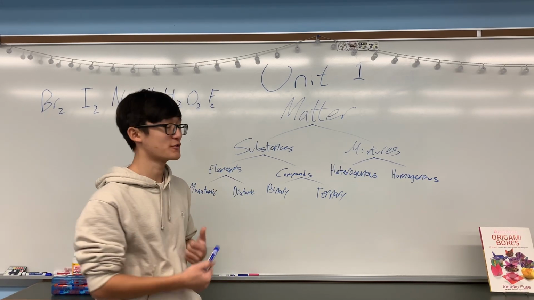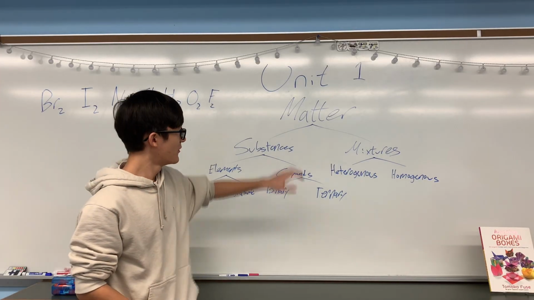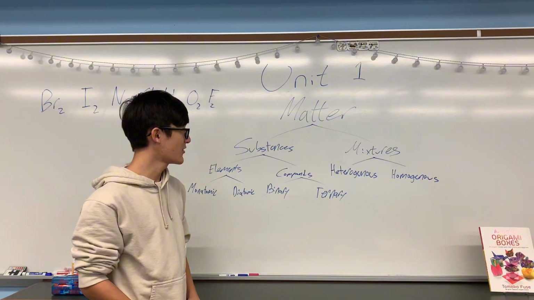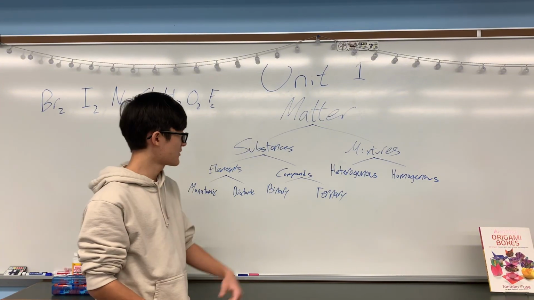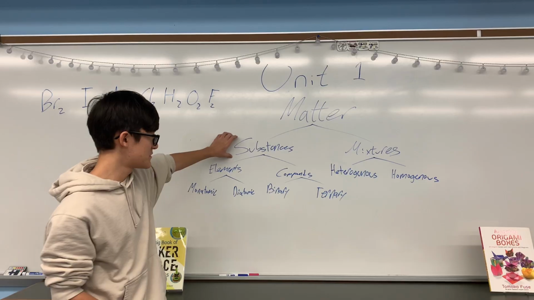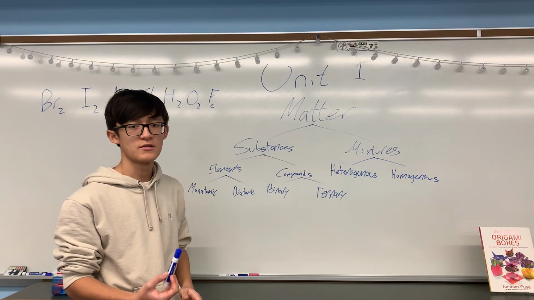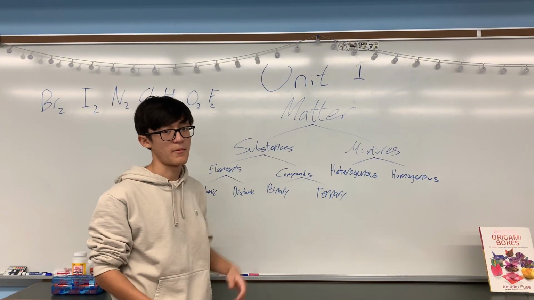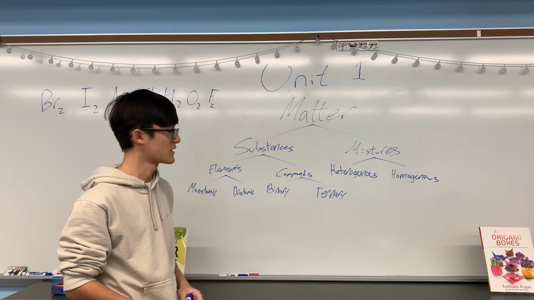Today we'll be going over Unit 1 of Regents Chemistry. To begin, we're going over classification of matter. Matter is anything that has mass and occupies a volume. Matter can be split up into either substances or mixtures. Substances are one singular thing in your sample, while mixtures are a mixture of multiple different substances within your mixture.